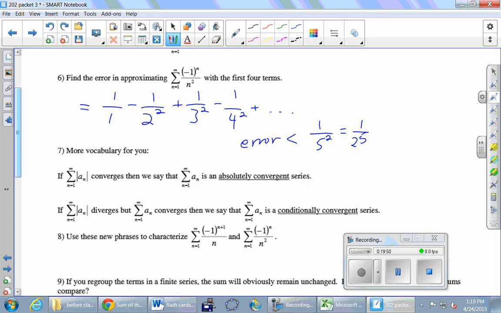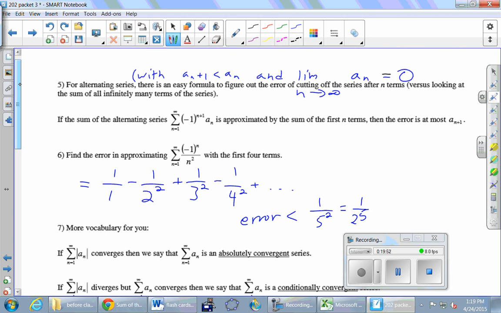The negative is accounted for in the negative. It's the a sub n that we're after. Where is it? Here. The a sub n's have the -1 pulled off to the side, so the a sub n's are the positive things. Yes, that's the magnitude of the error, is less than 1/25th.